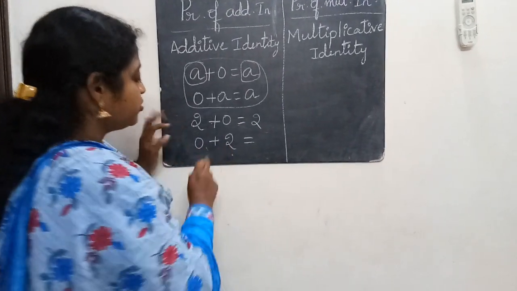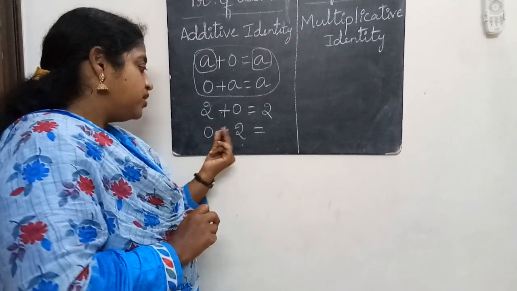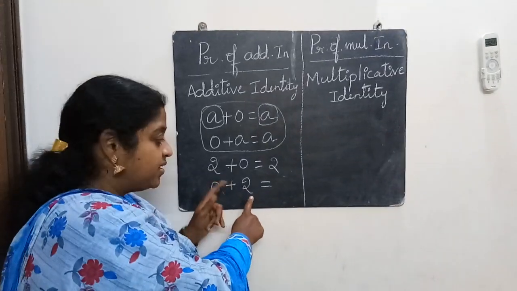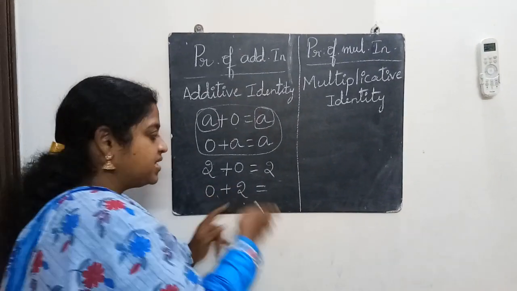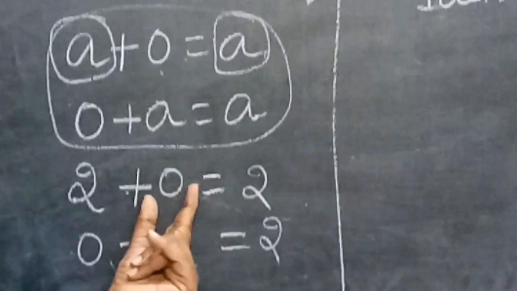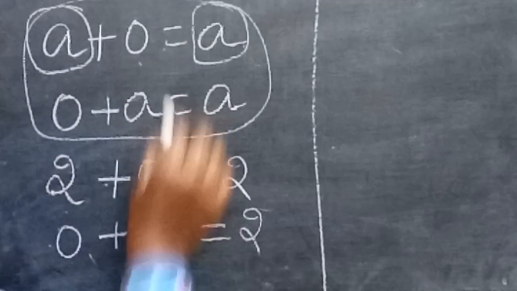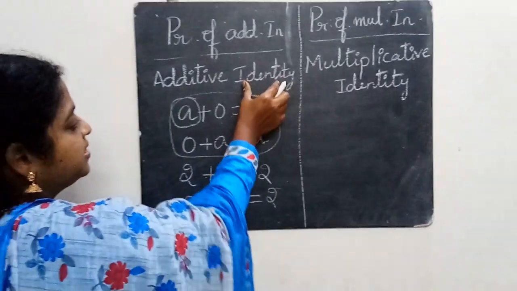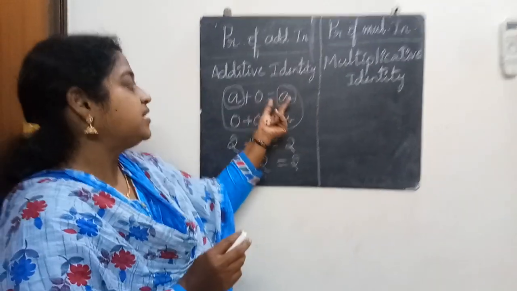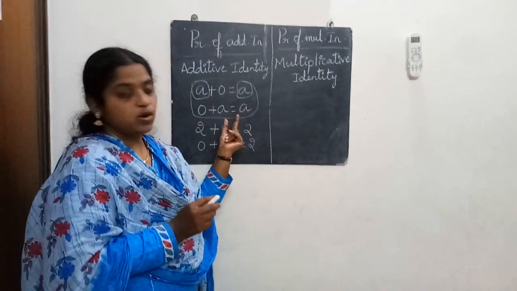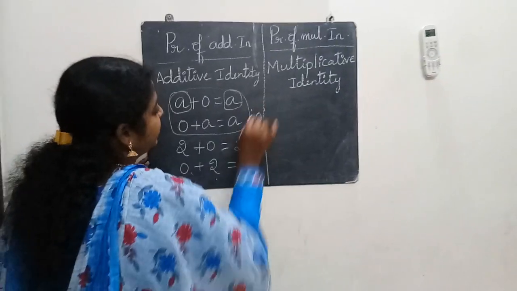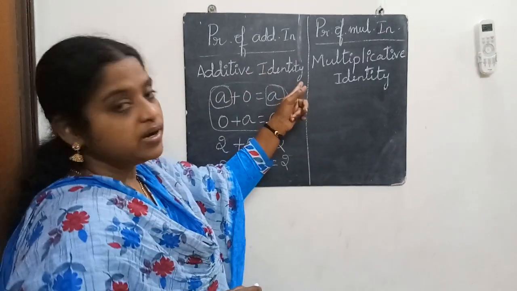Here also 0 plus 2. You are adding 2 to the 0. 0 is also an integer and 2 is also an integer. So you are adding 2 to this 0, and the identity will be the same. It doesn't change the identity by adding 0. So 0 is the additive identity. The integer, by adding 0, doesn't lose its identity. 0 is the additive identity of integers.